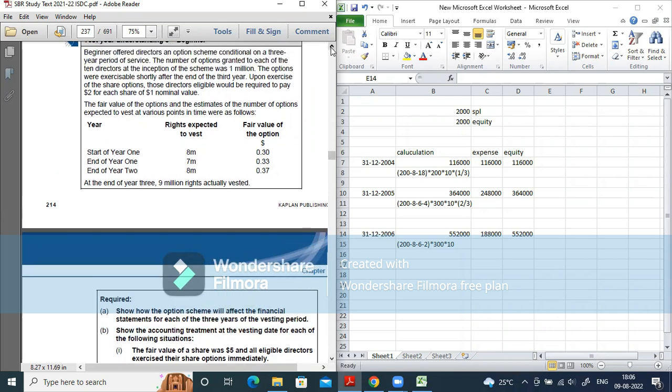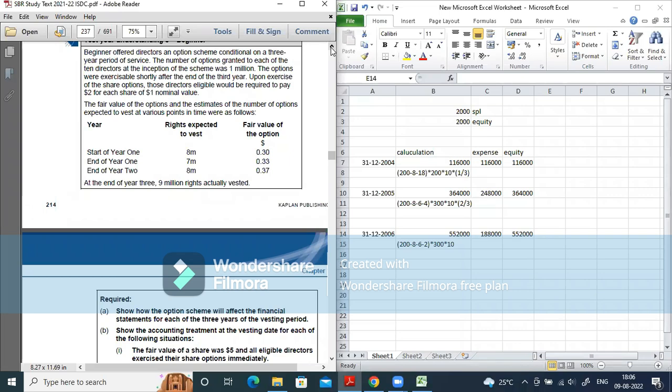A company offered directors an option scheme conditional on a 3-year period of service. The number of options granted to each of the 10 directors at the inception of the scheme was 1 million. Then the options were exercisable shortly after the end of the 3rd year. Upon the exercise of the share option, those directors eligible would be required to pay $2 for each share of $1 nominal value. The fair value of options and the estimates of the number of options expected to vest at the vesting point in time is given below.